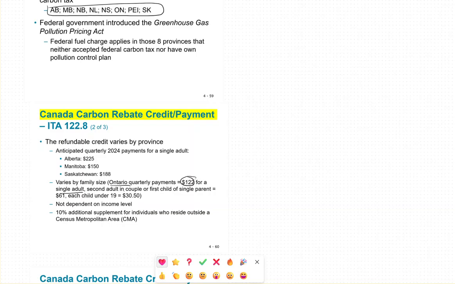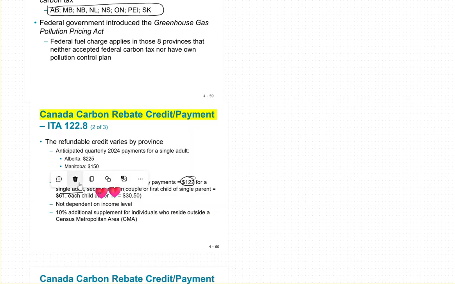If you have an extra second adult, sorry, I don't know where this came from. If you have a second adult, sorry, I try to delete these. For some reason, these emojis are not deleting. Oh, there we go. I didn't mean to do that.